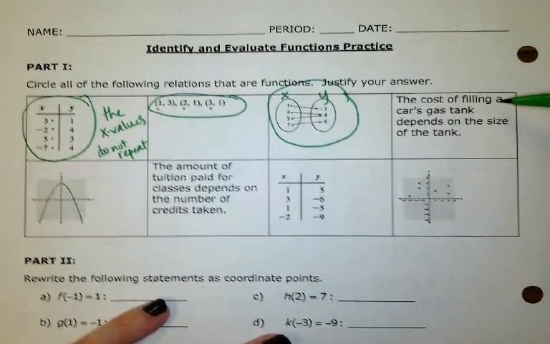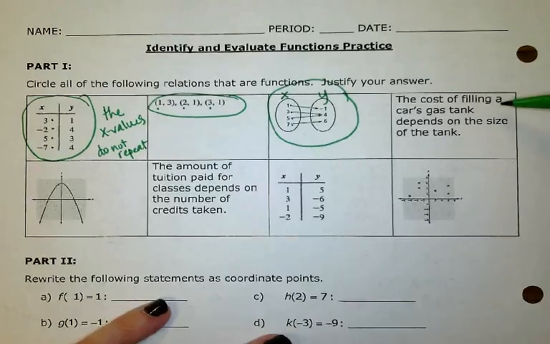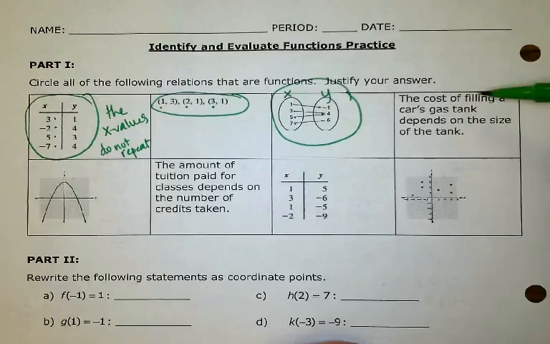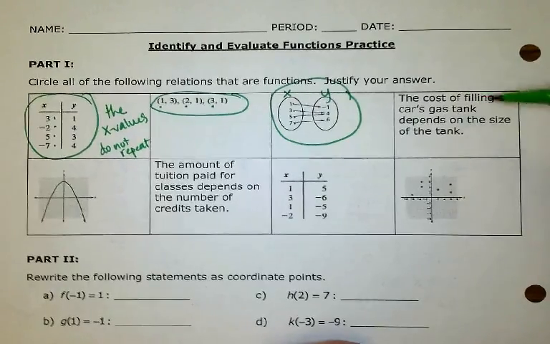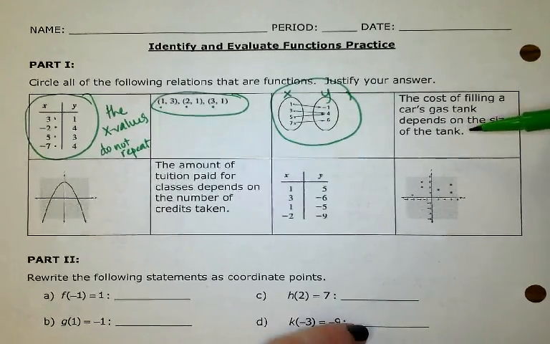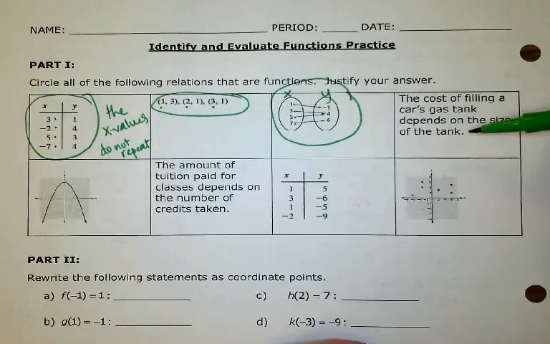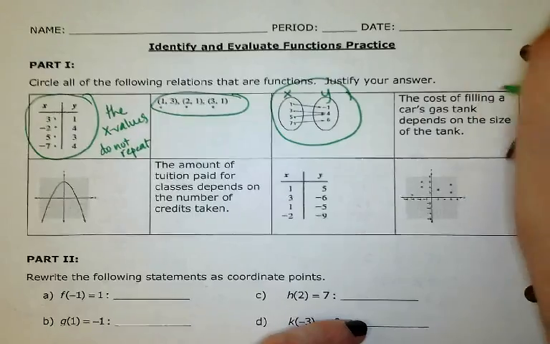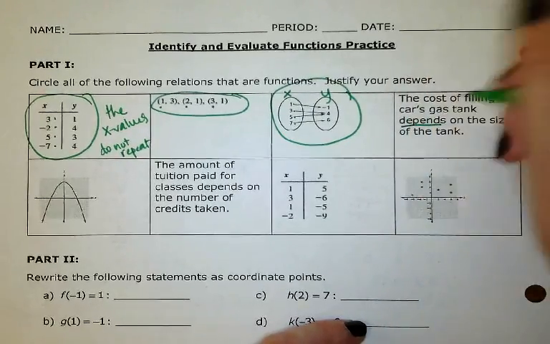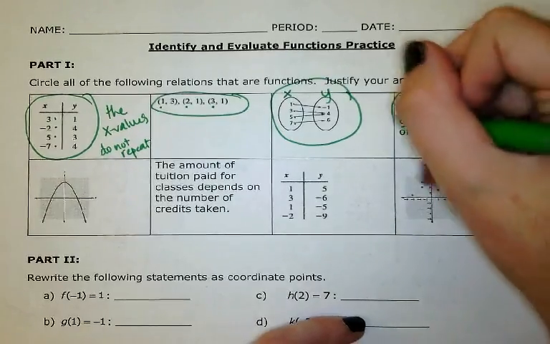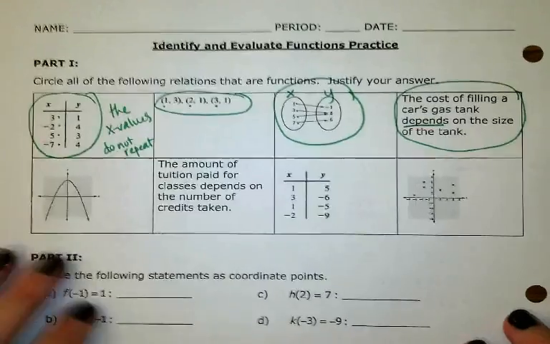The cost of filling a car's tank depends on the size of the tank. Interesting. Is this a functional relationship? Does the cost depend on the size of the tank? Yeah. My minivan has a bigger gas tank than our CRV. So it costs more money. So this one is true because the cost depends on the size. So yeah, this one is true. That is a function. Okay?